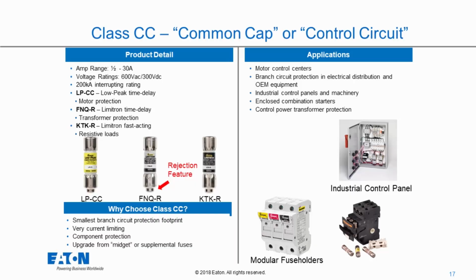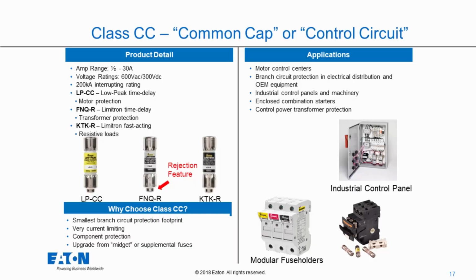So when we tweak it, this is a very good fuse. It has good current limit. It's a very, very good current limitation. It has good time delay, and it's a very, very good fuse. When we look at our FNQR fuse, this is our fuse that we're going to put in front of the transformer protection. So this has time delay, and it has a little more time delay than our LPCC.